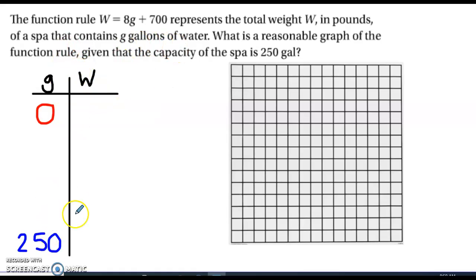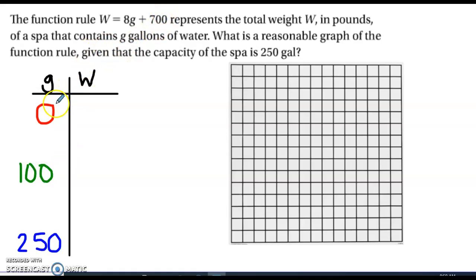So then I want to do at least 3 points, so I'm going to pick something in between 0 and 250. And I wouldn't pick like 72.87, which is a possibility. Anything between 0 and 250 is a possibility. I would pick something pretty. So I'm going to go with 100.